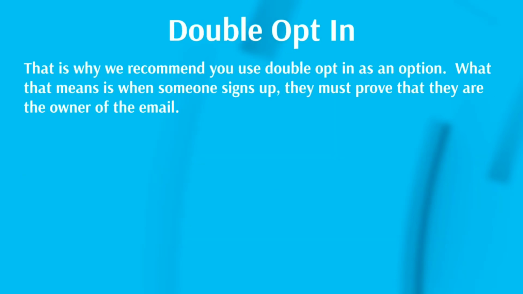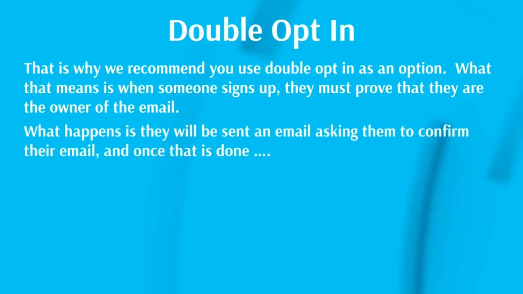Here's what double opt-in is. Double opt-in is when somebody signs up, and let's use the example before where they fill in their name and email address on your landing page and they click submit. Now, at this point, they're not going to be added to your list. They're going to be added to a sort of pending list. What they have to do in this case is prove that they are the owner of the email. So they get sent an email asking them to click a confirmation link. And once they click that, then of course they're added to your email list.